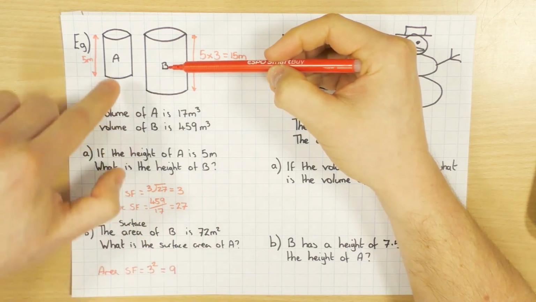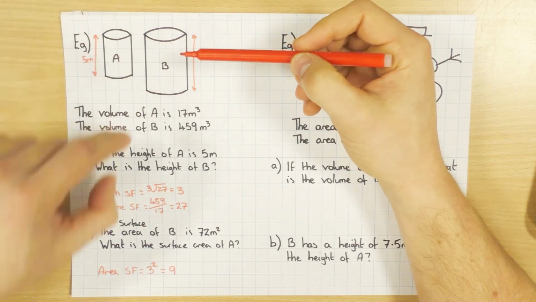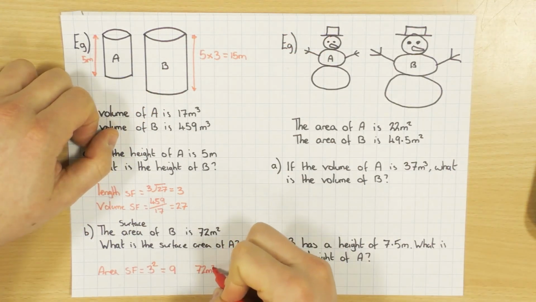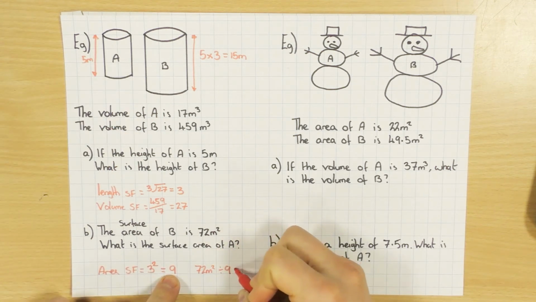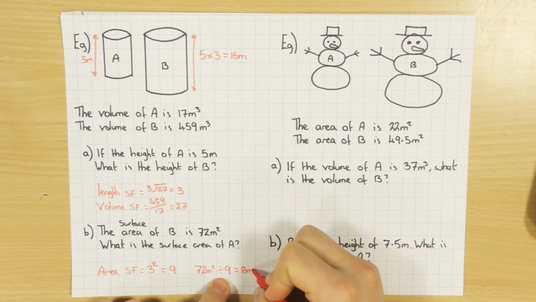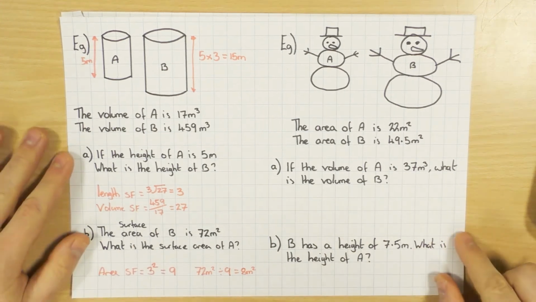What is the surface area of A, which is the smaller one? So I'm going big to small, so I'm going to divide. So I've got 72 metres squared divided by my area scale factor of 9. So 72 divided by 9 gives me 8 metres squared. So remember your units, area squared there.